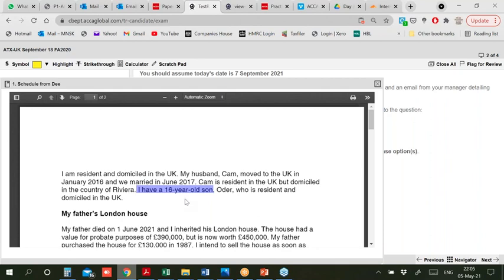if the income is below £100 per annum, then it will be considered as their income. If the income is above £100 per annum, it will not be considered the income of the child. It will rather be considered as the income of the parent.